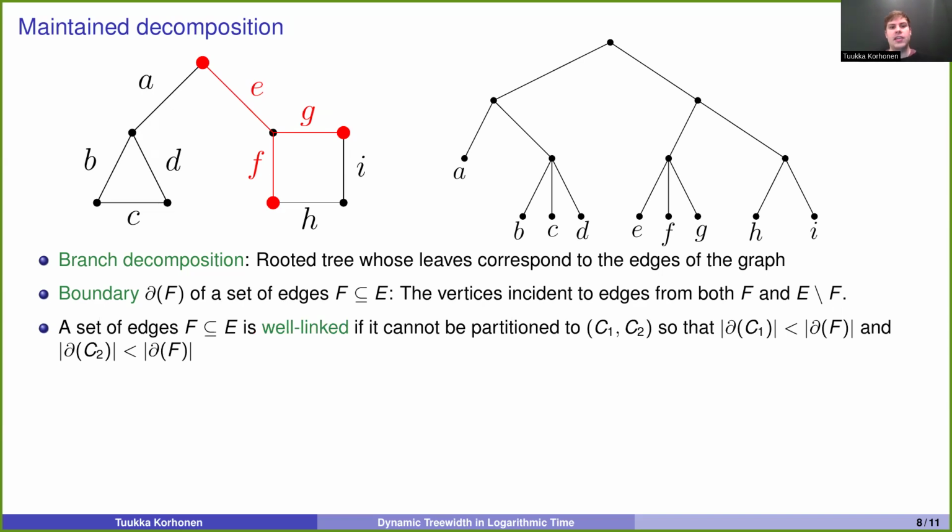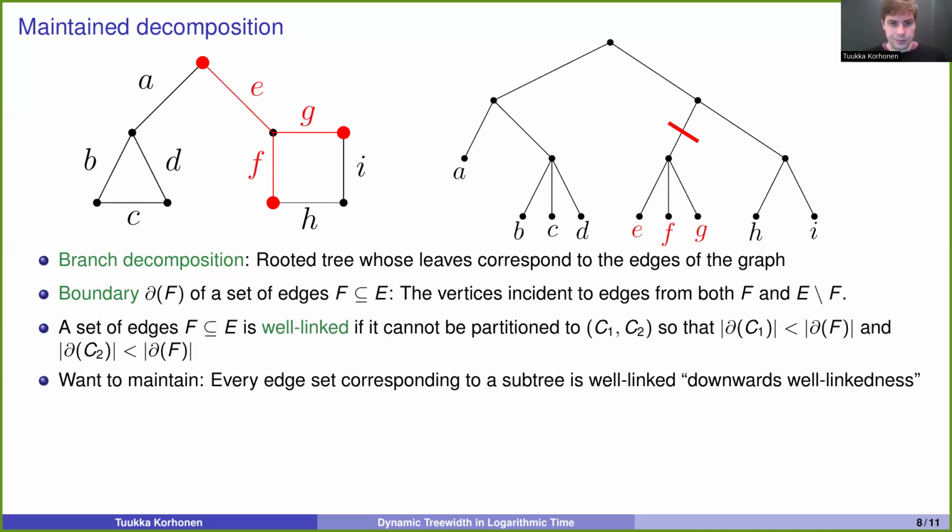Then we say a set of edges F is well linked if it cannot be partitioned into two parts so that both of the parts have a strictly smaller boundary. This is a key definition in this work. This is the main thing that makes everything work so smoothly. For example, it turns out this set of three edges here is well linked. Whenever you take one edge off, you still get something with boundary size 3. So this is well linked.